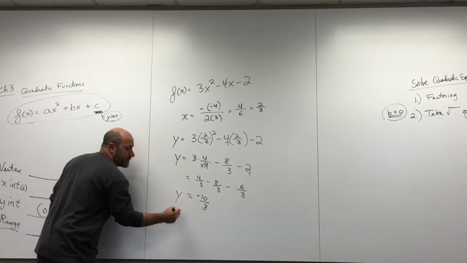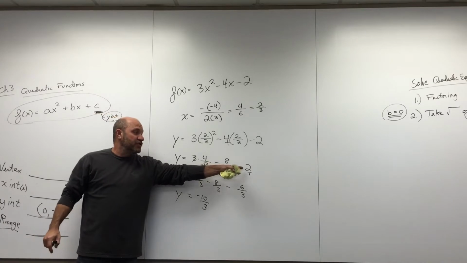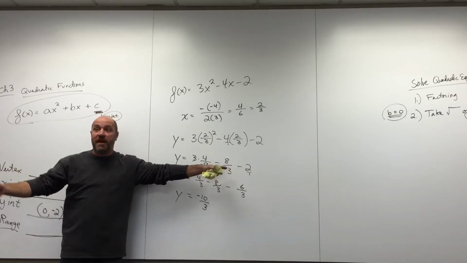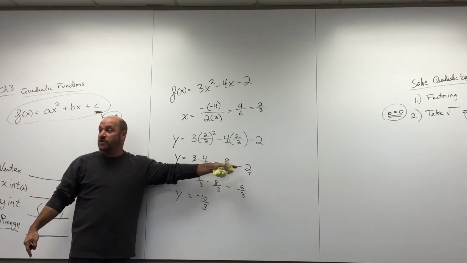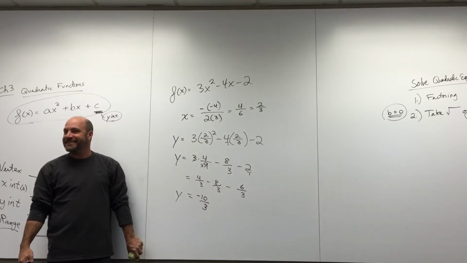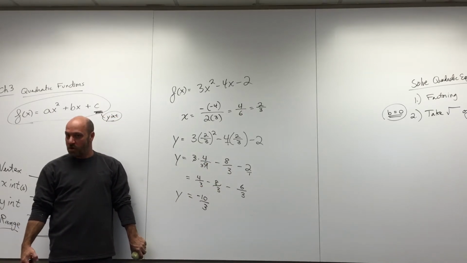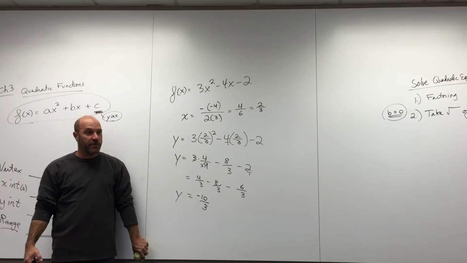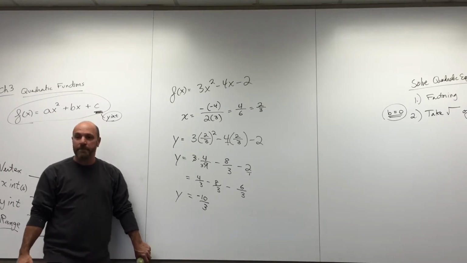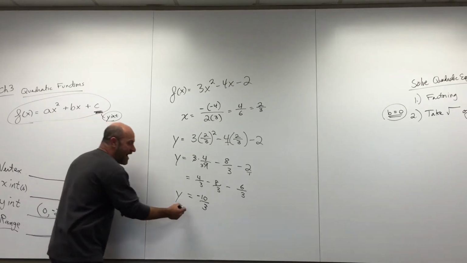Wait, where did you get the 6 from? Well, I had to change 2/1 to get a common denominator of 3. So 2/1 turned into 6/3. You know it. Yeah. You got it. Wow, that was fun.